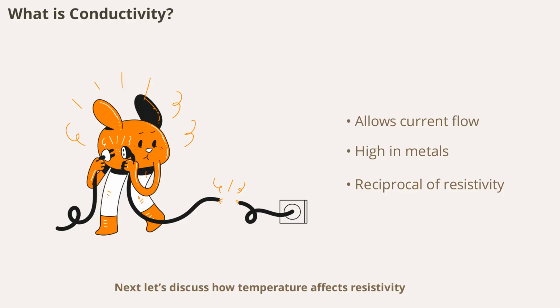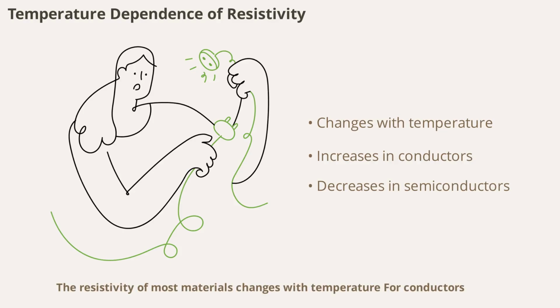Next, let's discuss how temperature affects resistivity. Resistivity of most materials changes with temperature. For conductors, resistivity increases as temperature rises because atoms vibrate more and scatter electrons more frequently. In contrast, for semiconductors, resistivity decreases with increasing temperature as more charge carriers become available. This temperature dependence is crucial in designing circuits that operate reliably under different conditions.